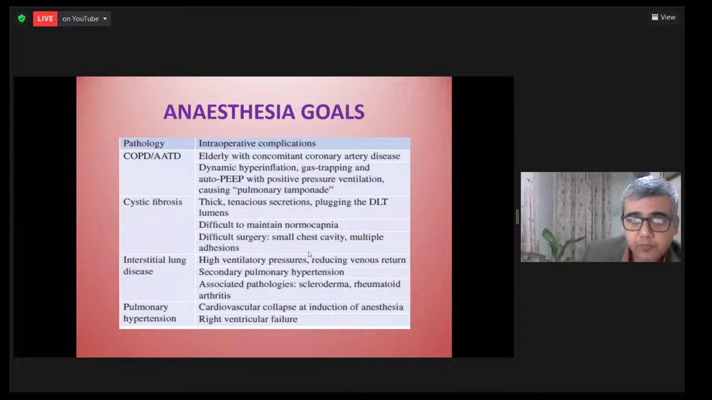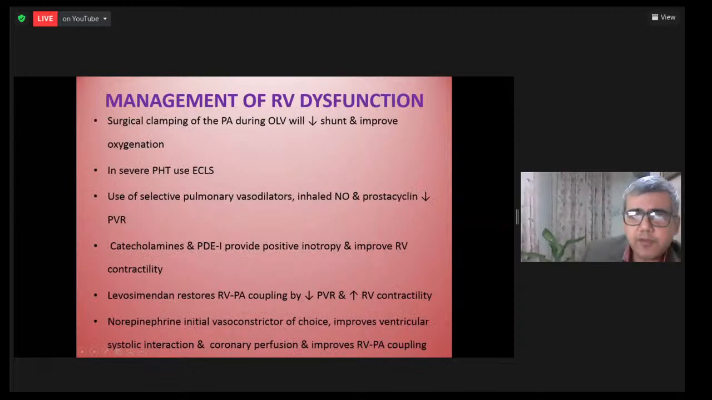So most commonly what's seen intraoperatively is RV dysfunction. So how do we manage RV dysfunction intraoperatively? Firstly, surgical clamping of the pulmonary artery during one lung ventilation will decrease the shunt, improve oxygenation, and improve the RV dysfunction.